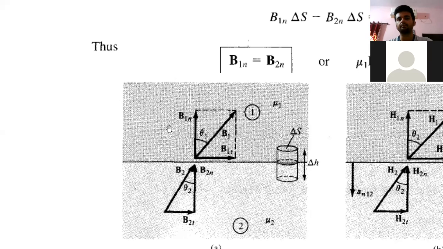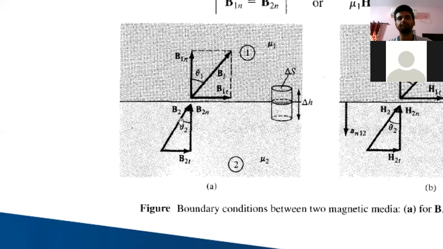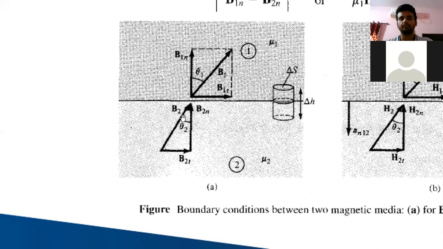Normal component B1N means the perpendicular component. B1T is the tangential component, which is tangent to the surface. Similarly, we have B2 here. Again, B2 can be resolved into two components, B2T and B2N. Here the angle is theta 2.